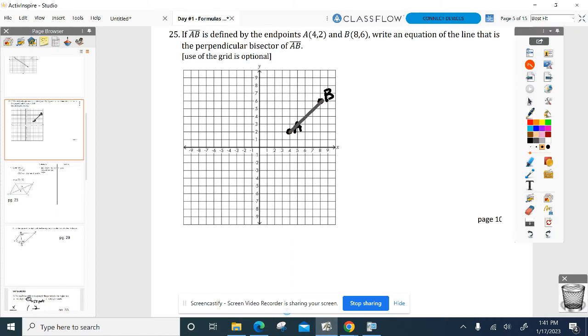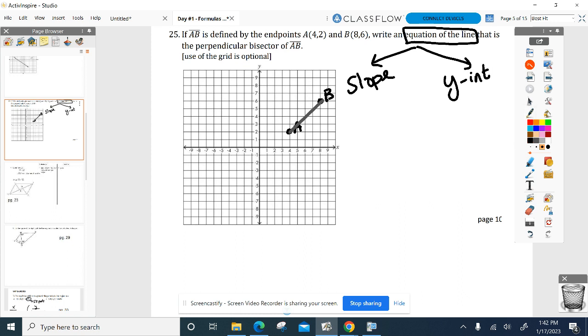Page 10, number 25. Anytime I'm asked to write the equation of a line, you guys need two things you need to find. You need the slope of that line. And anybody know what the other part is? The y-intercept. Also, slope, anybody remember what letter slope represents? M. And anybody remember y-intercept? That's your b value. Good. So I need both those before I write the equation.